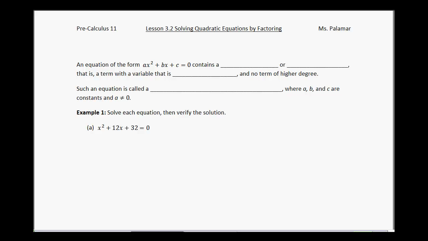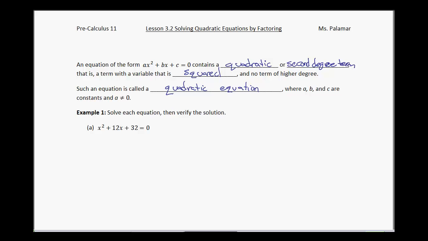An equation of the form ax squared plus bx plus c equals 0 contains a quadratic or second degree term, that is, a term with a variable that is squared, and no term of higher degree. Such an equation is called a quadratic equation, where a, b, and c are constants and a cannot equal 0.